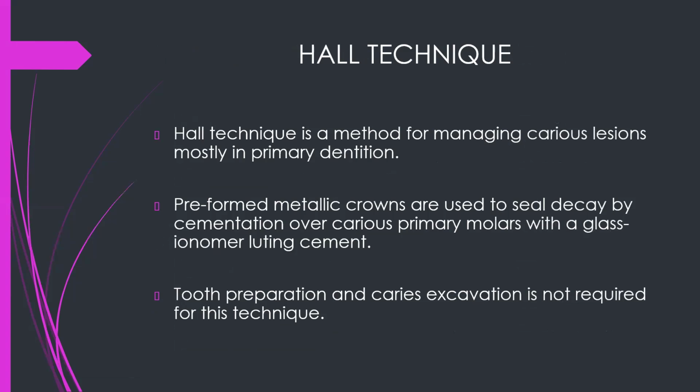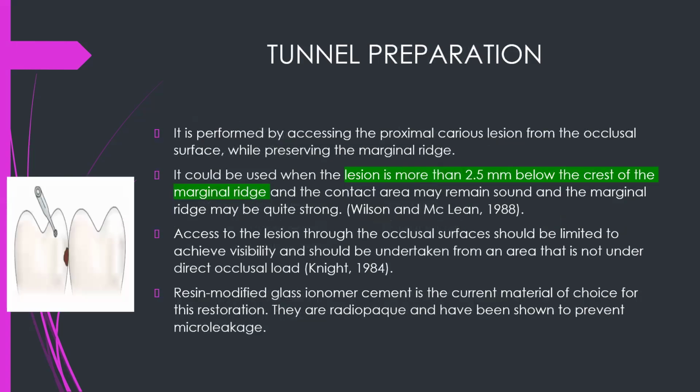to type C. The Hall technique is a method used in primary dentition. It is a preformed metallic crown used to seal decay by cementation over carious primary molars. And here in this case, you are not doing any tooth preparation or caries excavation. You're just sealing the caries inside.